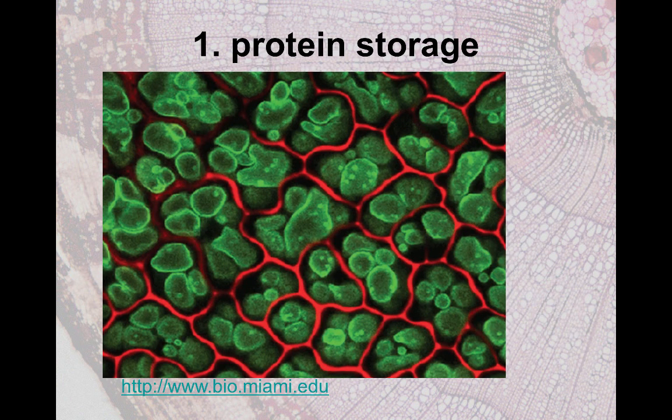Here's a good example. This is from an embryo, and those green bodies are vacuoles that are filled with proteins. A lot of times we'll find that protein is stored in these vacuoles and is liberated as a plant begins to grow. So this is from embryonic tissue.